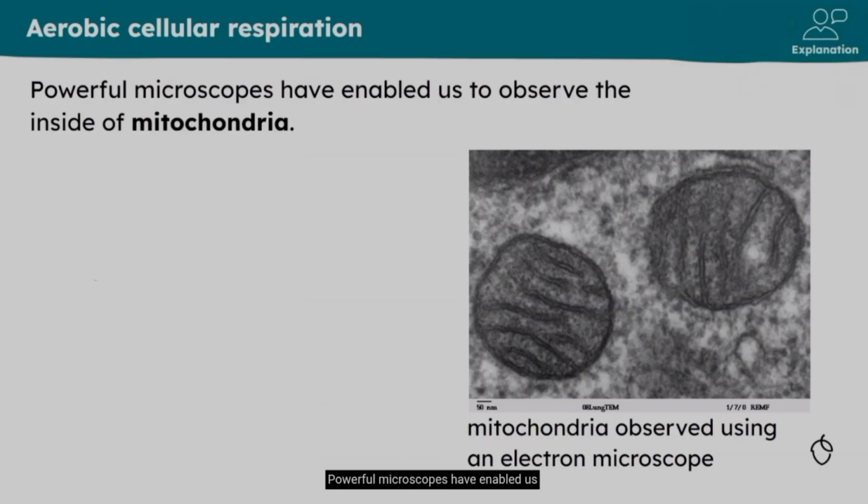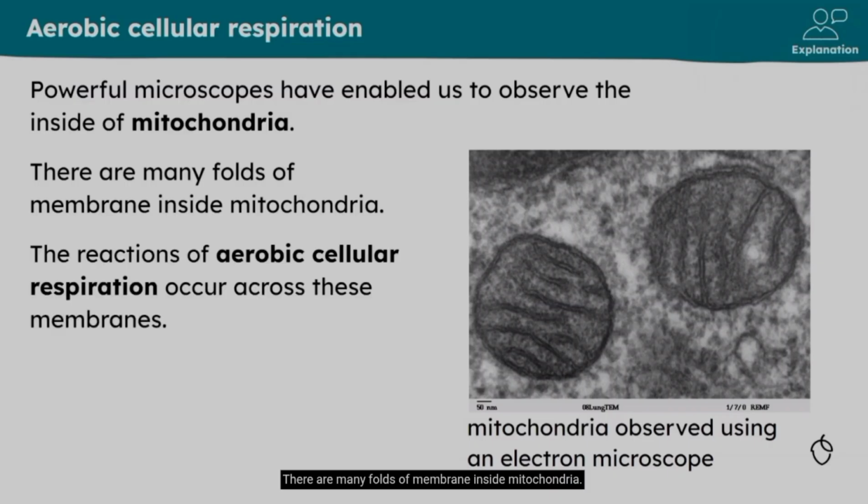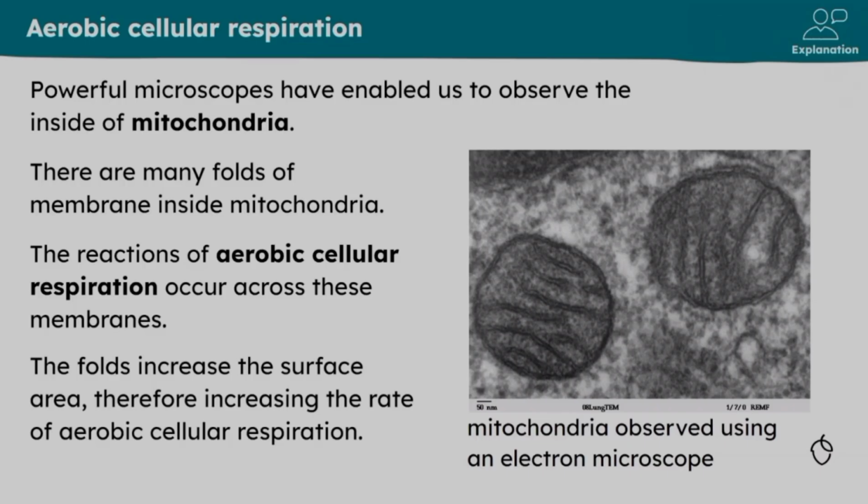Powerful microscopes have enabled us to observe the inside of mitochondria. There are many folds of membrane inside mitochondria, and the chemical reactions of aerobic cellular respiration occur across these membranes. The folds increase the surface area, therefore increasing the rate of aerobic cellular respiration. And here we have a photo of mitochondria observed using an electron microscope.